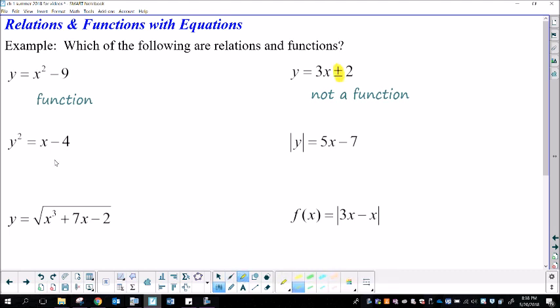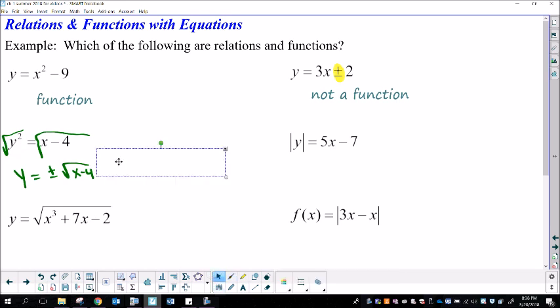As we move down, the next one, we have y squared, so y is not by itself. In order to get y by itself here, we have to take the square root of both sides. And from algebra, you should remember that this means y equals plus or minus the square root of x minus 4. So by putting that plus minus sign in there, we have created an equation that is not unique, and therefore it is not a function.